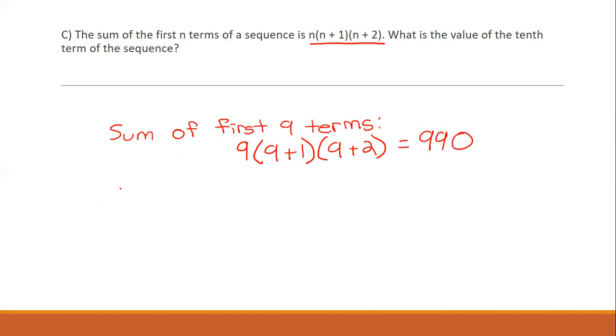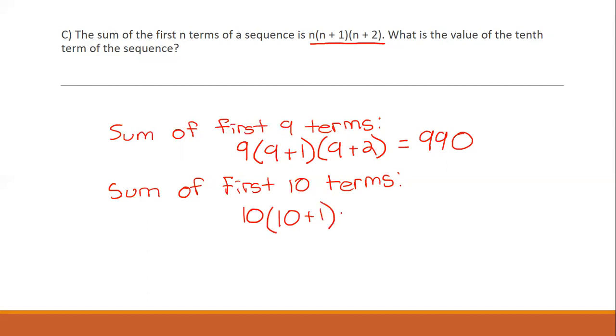Okay, now let's go ahead and find the sum of the first 10 terms. How do we do that? Well, we just plug in 10 for n. And going ahead and solving, we should get 1,320.